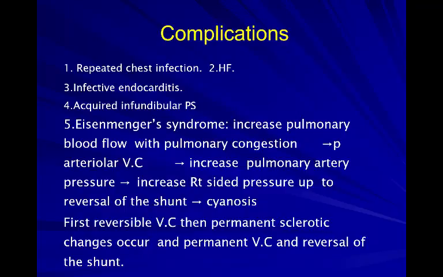Complications of VSD: recurrent chest infection, heart failure, infective endocarditis, acquired infundibular pulmonary stenosis, and rarely Eisenmenger syndrome in case of large defect, which leads to increased pulmonary blood flow, pulmonary congestion, pulmonary arterial vasoconstriction, increased pulmonary artery pressure, increased right side pressure up to reversal of the shunt, which leads to cyanosis. First, reversible vasoconstriction, then permanent sclerotic changes occur, and permanent vasoconstriction and the reversal of the shunt. Reversal of the shunt with occurrence of cyanosis is called Eisenmenger syndrome.